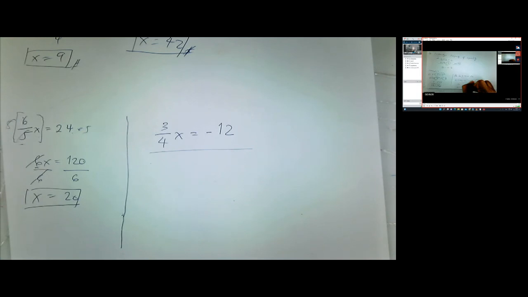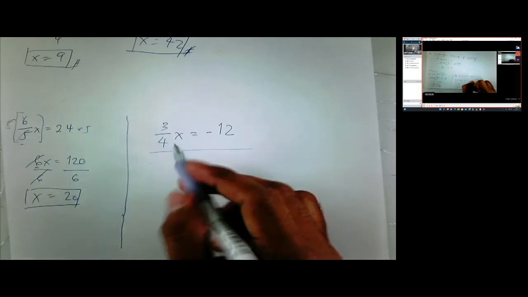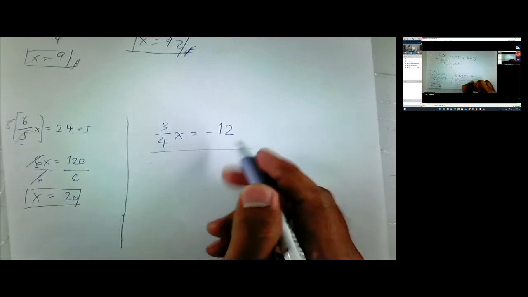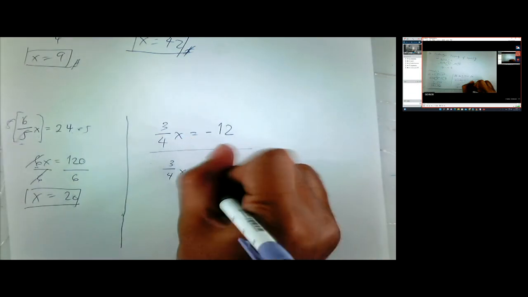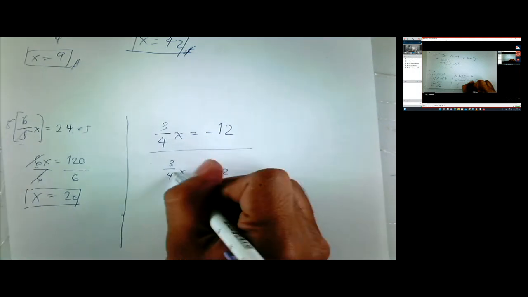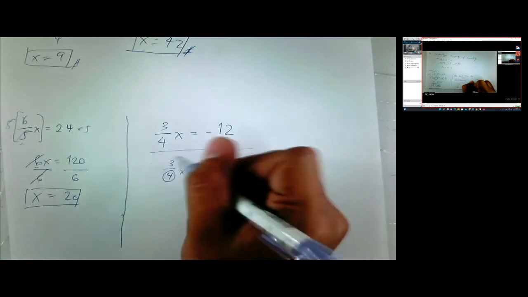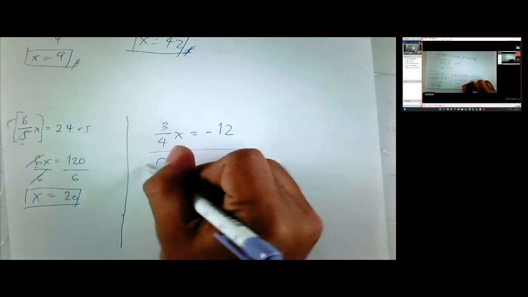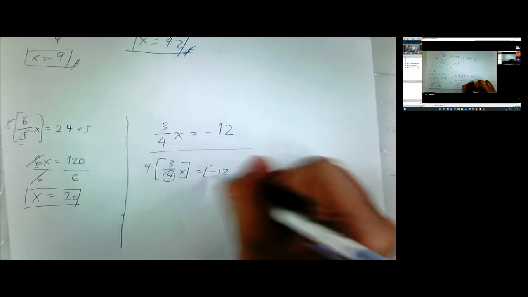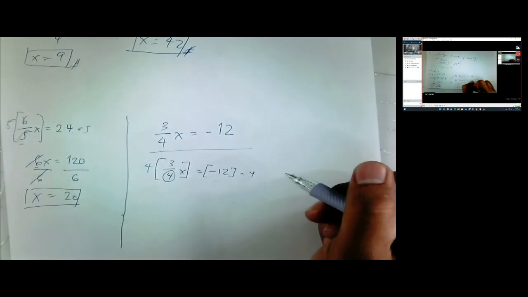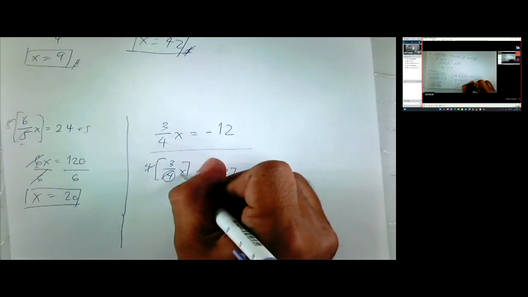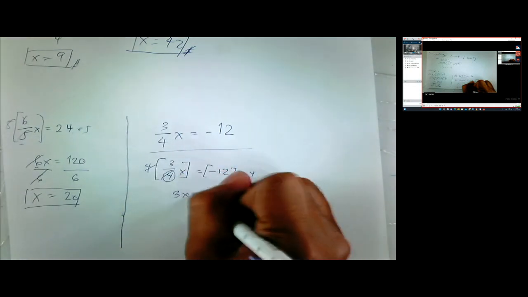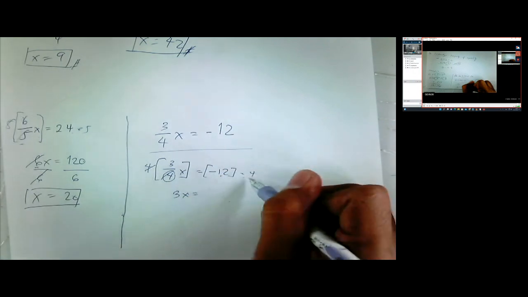Okay? Why negative 16? So we have 3 over 4x equals negative 12, right? Let me rewrite this one. Now, the denominator is 4. So we can multiply the left side by 4, and we need to multiply this by 4 as well. And so you will have 3x left. So this will be 3x equals negative 12 times 4.